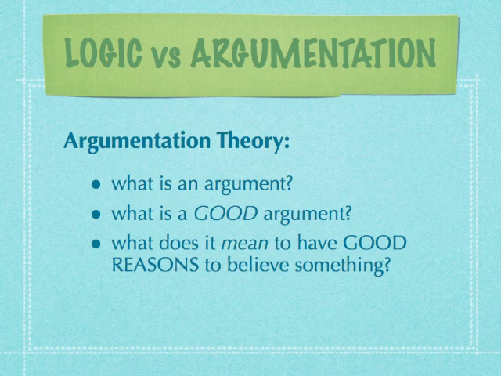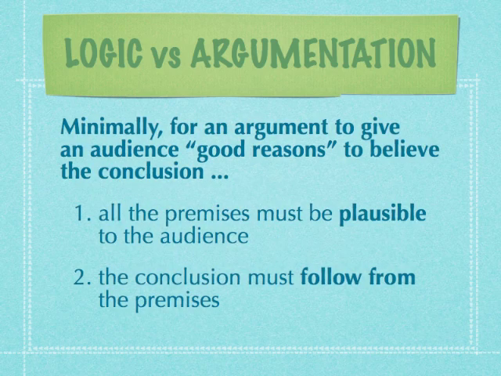However, there is general agreement on some aspects of argumentation. For example, there's general agreement that if an argument is to provide good reasons for an audience to accept its conclusion, then it has to satisfy at least the following two conditions. Number one, the premises must all be plausible to the intended audience. And number two, the conclusion must follow from the premises.